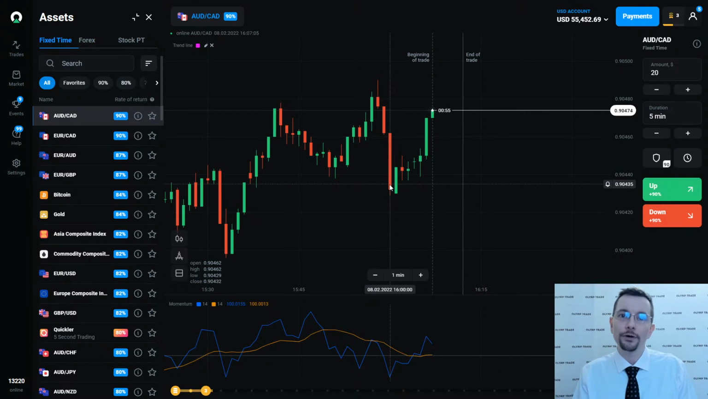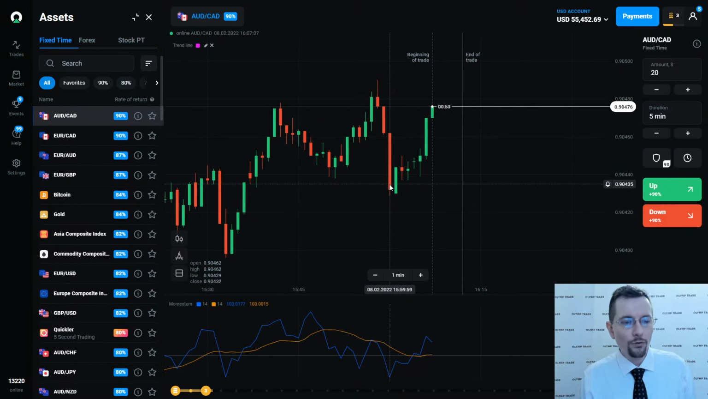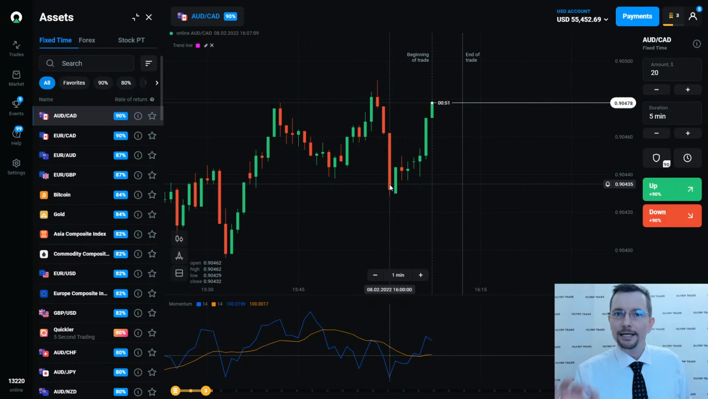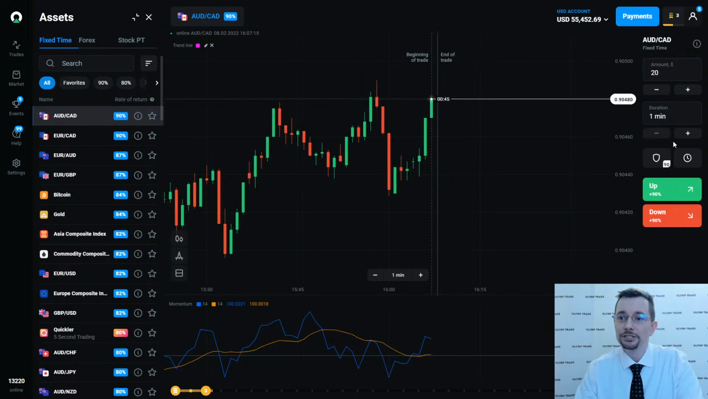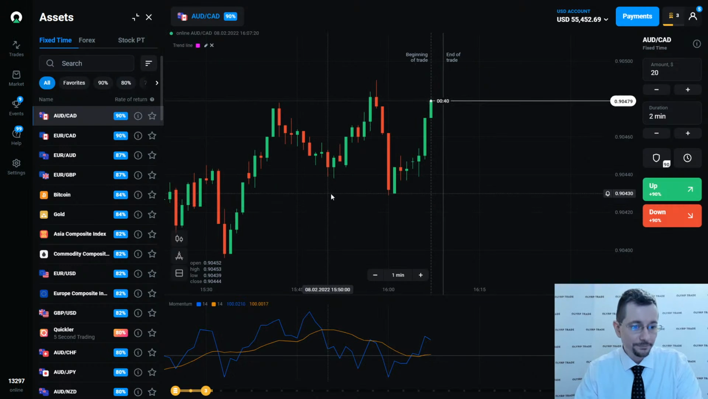So with that in mind, again, I want to urge you to use a smaller risk parameter and try to trade more. You want to open up 10 trades. Our goal for today is to open 10 trades in half an hour. So that is what we're going to go through. I'm going to leave the amount for 20, but I'm going to drop down the duration to 2 minutes, which is twice the time frame that we're using.